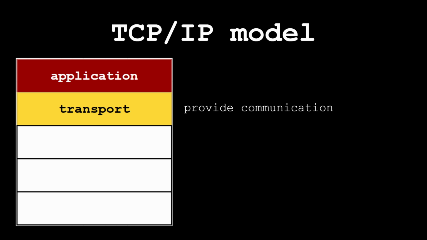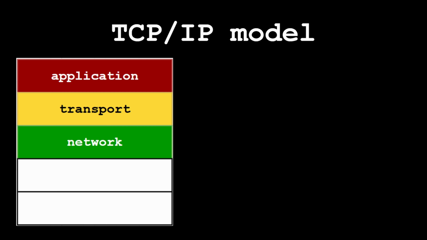And so that is the transport layer. It provides us a secure connection to a server or to another device so that both devices can talk to each other without any problems. The next layer, which is right below the transport layer, is called the network layer.